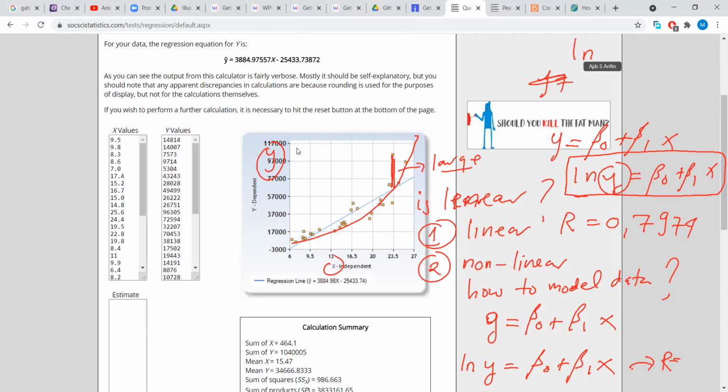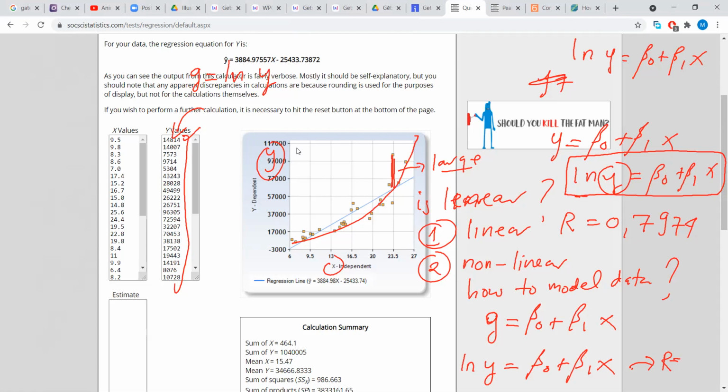Learn y equals beta 0 plus beta 1 x. Right now, instead of the original value, before we put this value into this calculator, please compute the ln of y instead of y. The g is ln y. You got it?